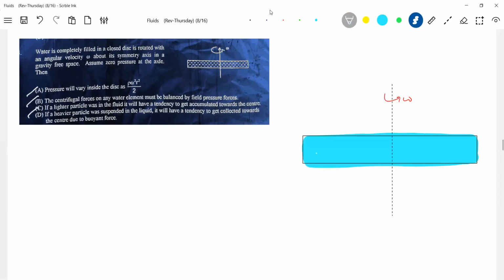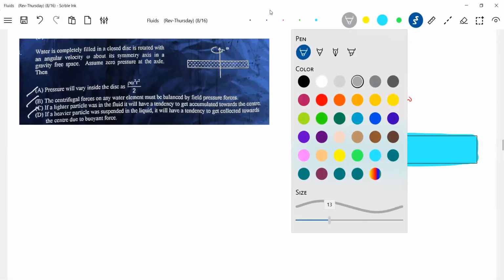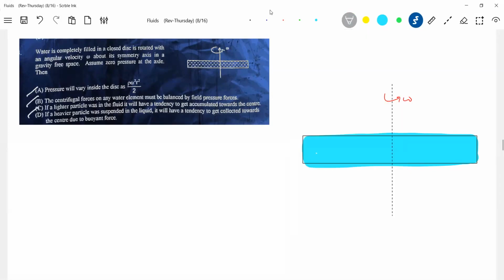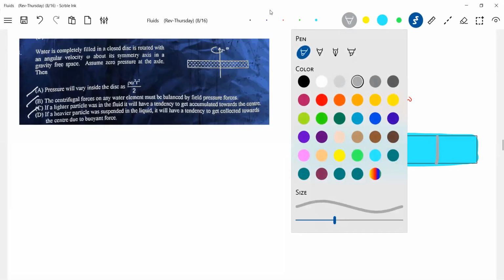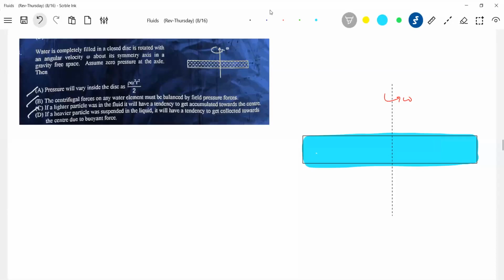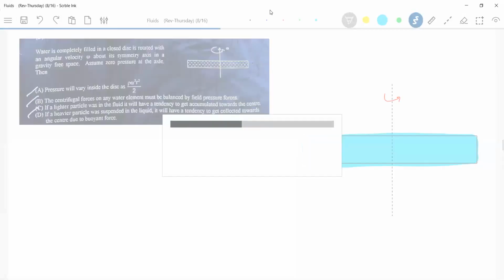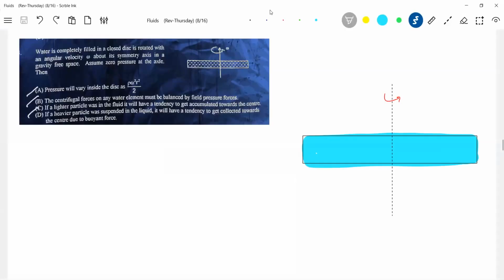So you assume a small elemental disk. This also I did in regular class. Check notes once. Some small basic concept is there. Rotating fluids. Now we'll take a small element, an elemental disk, dx at a distance x. Tell me where pressure should be more.